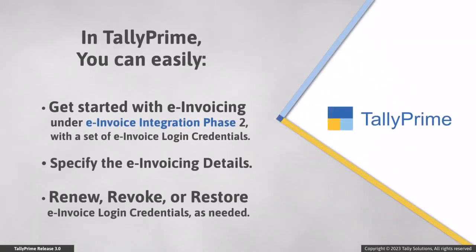As you saw, you can easily get started with e-Invoicing under e-Invoice integration phase 2 in TallyPrime. All you need to do is specify the necessary details in the company, enable e-Invoice integration under VAT details, and generate or renew e-Invoice login credentials. If you want to revoke e-Invoice login credentials, then you can do so in a matter of seconds. What's more, you can restore the e-Invoicing details in a company whenever required. With e-Invoice login credentials and e-Invoicing details, you are all set to generate e-invoices in TallyPrime.